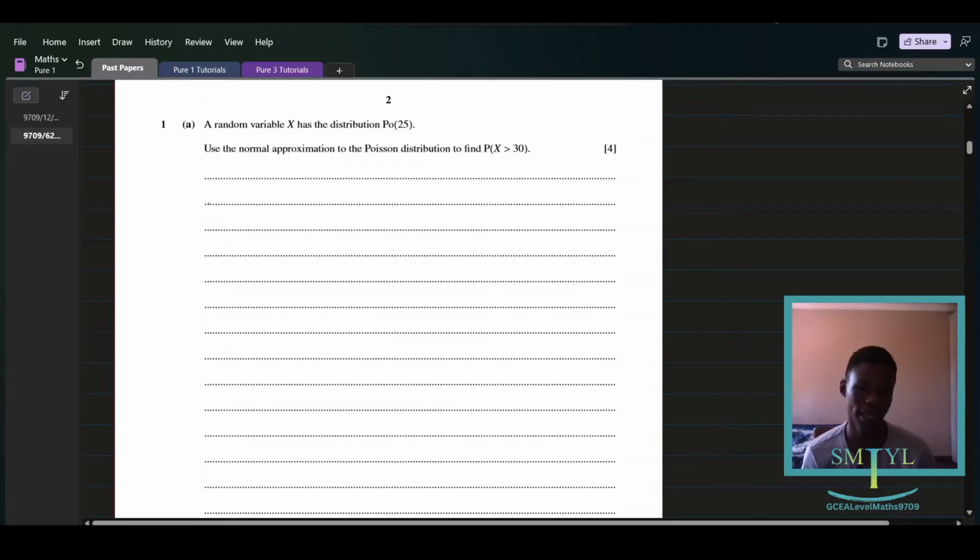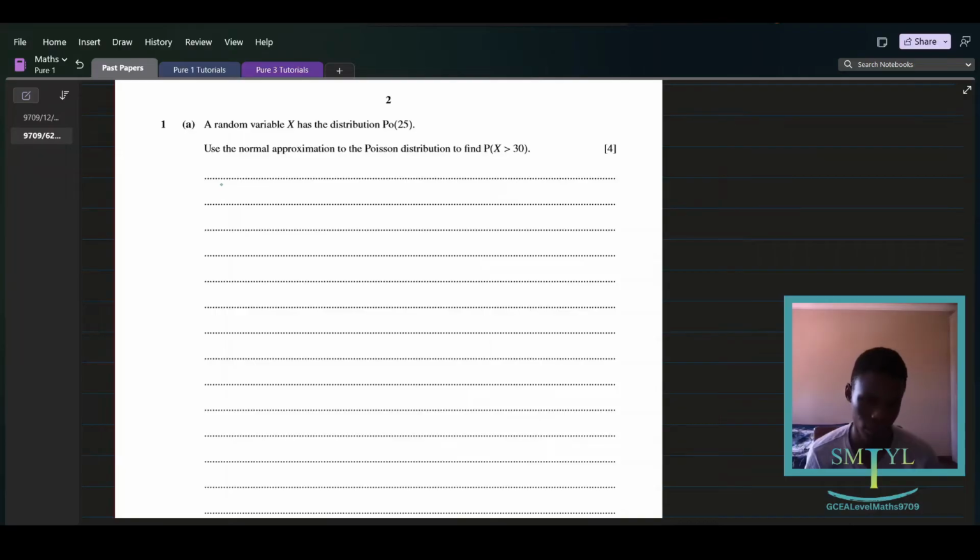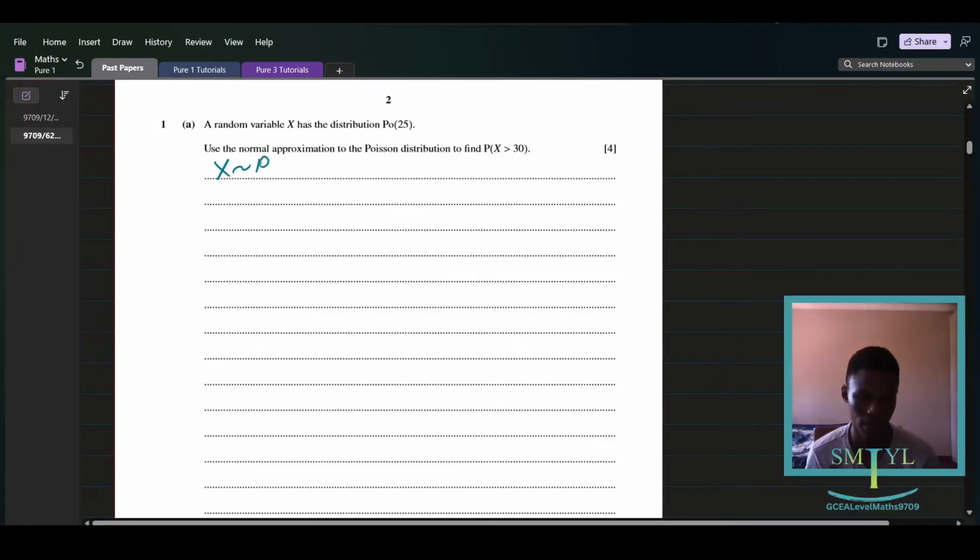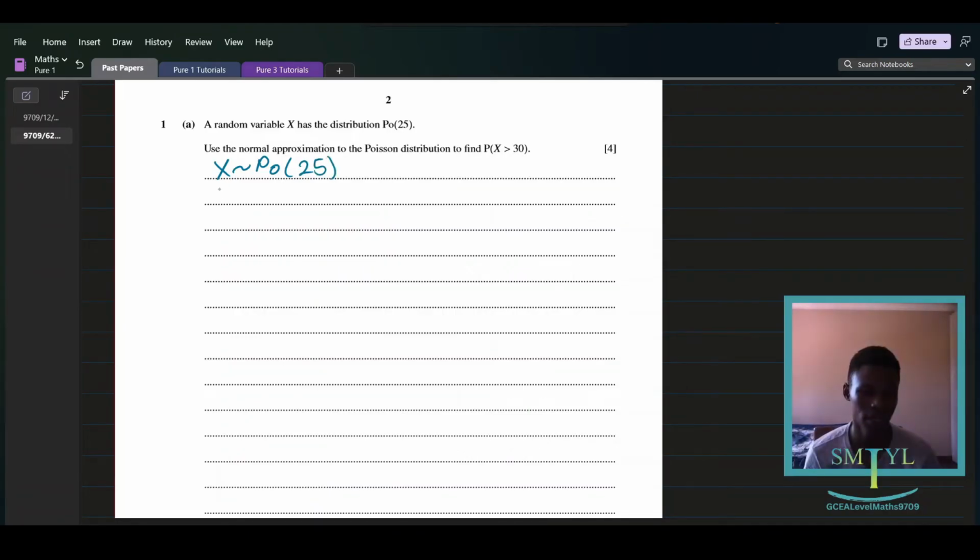Number 1, Part A. The random variable x has the distribution Poisson with lambda 25. Use the normal approximation to the Poisson distribution to find the probability that x is greater than 30. So x follows a Poisson distribution with lambda 25. If we're now approximating to the normal distribution, x follows a normal distribution with lambda, since lambda is both mean and variance, we can say lambda.